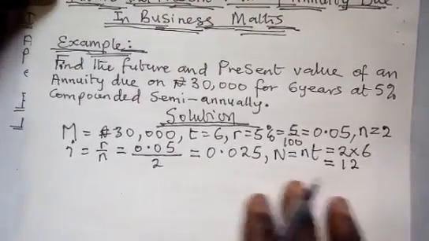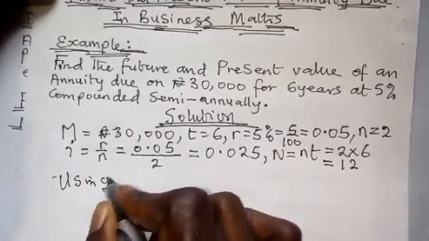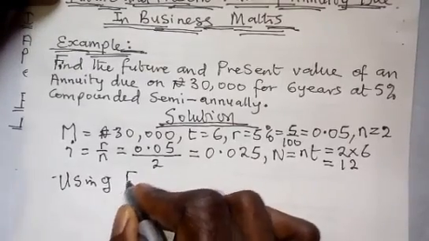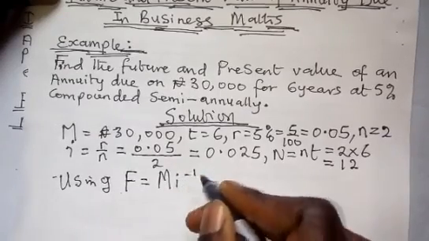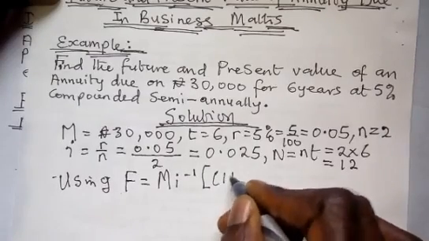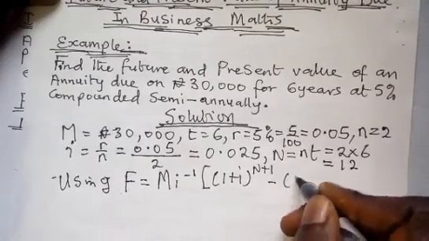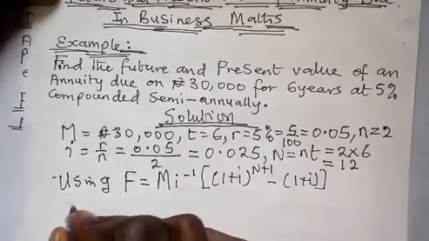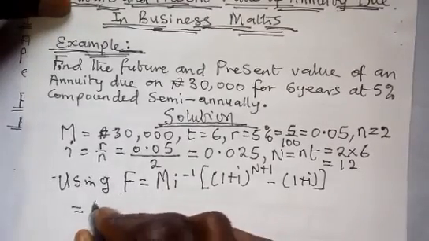So now what do we do with these values? The first thing we are going to do is look for the future value of the annuity due. The formula for the future value of annuity due, I've already told you. We have F equals M i to the power minus 1, then open bracket, 1 plus i, close the bracket, to the power n plus 1, minus 1 plus i, then we close our square bracket. This is the formula we are going to use. So let's put our equality sign, then our M is 30,000. We'll write it out.